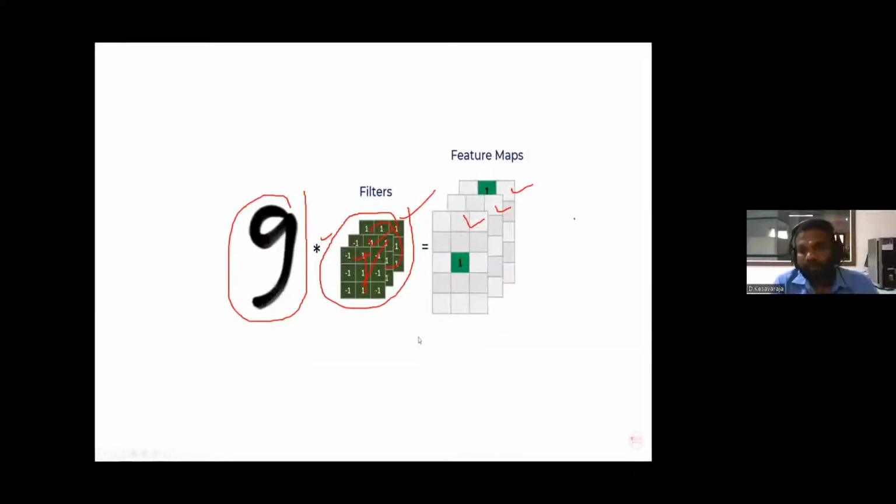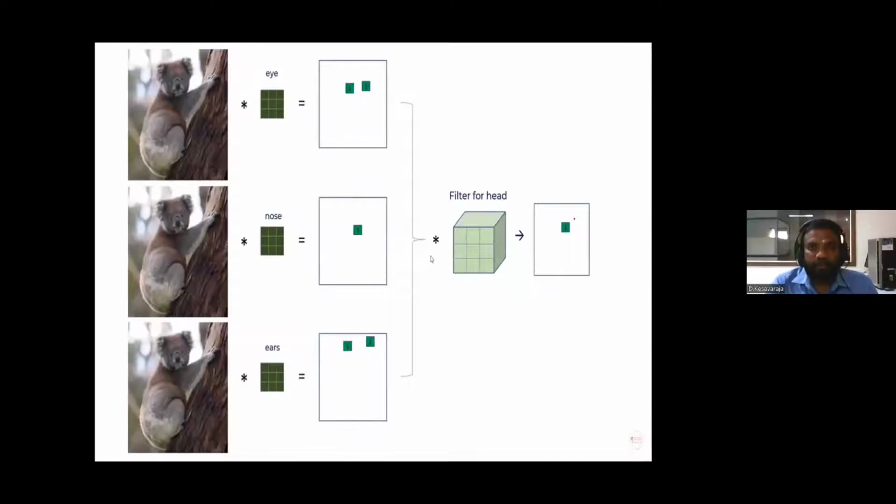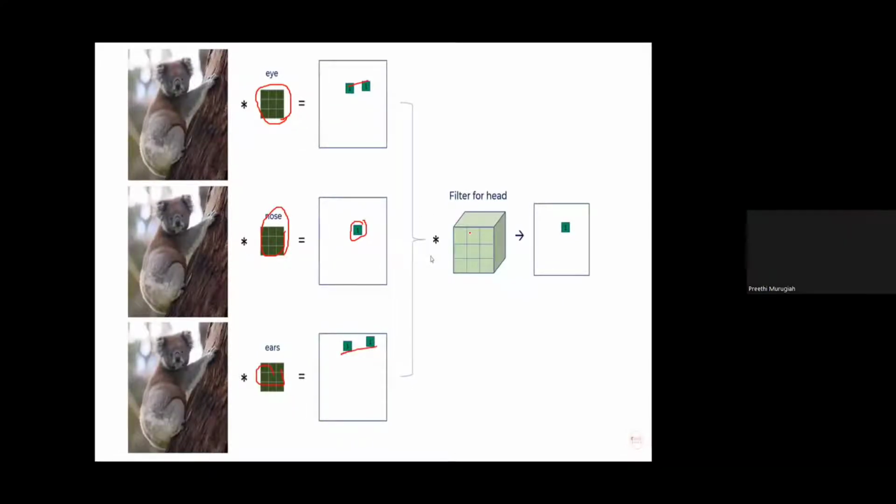Then here you can apply an eye pattern, so the eye was present. You can apply a nose pattern, the nose was present. You can apply an ear pattern, there is a filter, and the ear was present. So that is 3 feature maps. One identifies whether the eye is present or not, the second feature map identifies whether the nose is present or not, and the third identifies whether the ears are present or not.